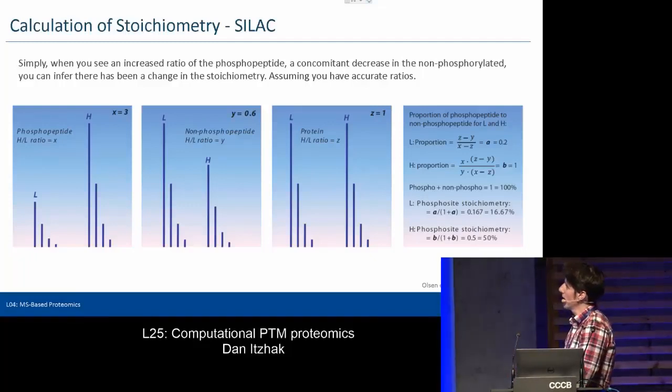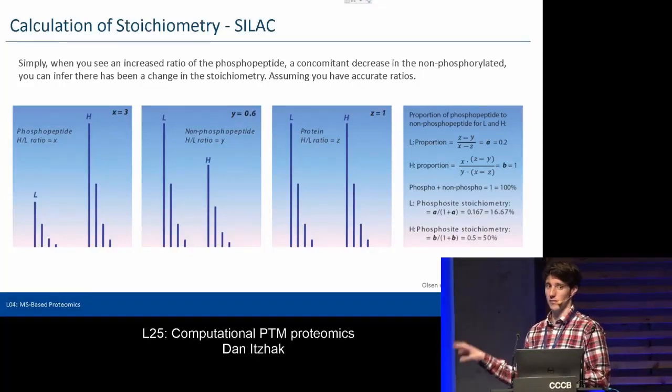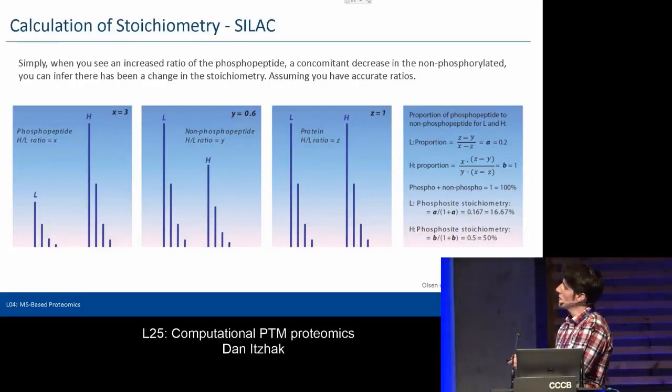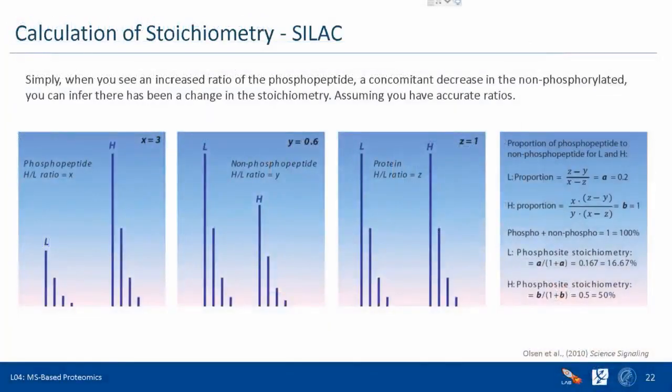Right. So for SILAC data, we would have 3 different ratios, and we would need all of them. We would get a ratio for the phosphopeptide, a ratio for the non-phosphopeptide, and also an overall protein ratio. So you can see here that the heavy channel is more intense than the light channel. So we have more phosphopeptide here, and here the heavy channel is lower for this counterpart non-phosphopeptide.